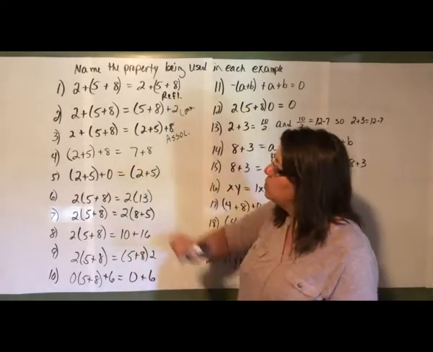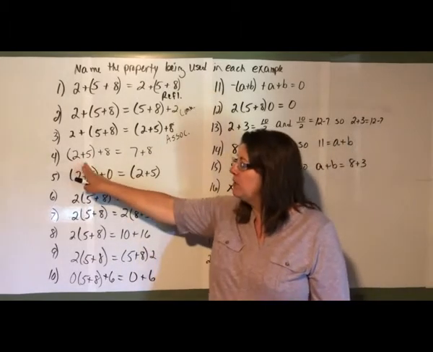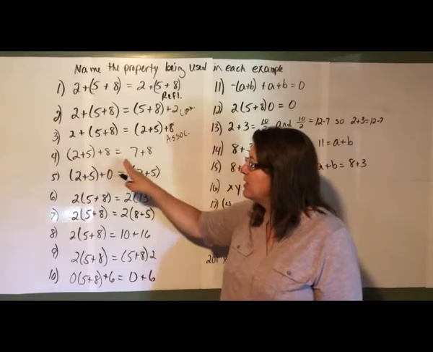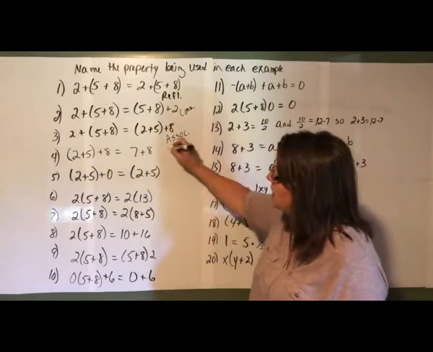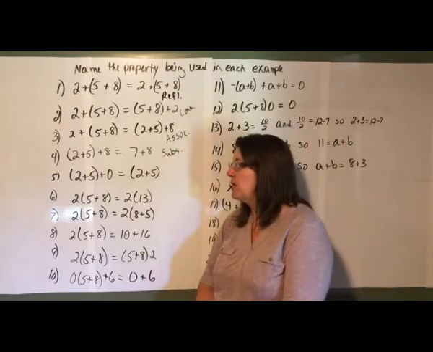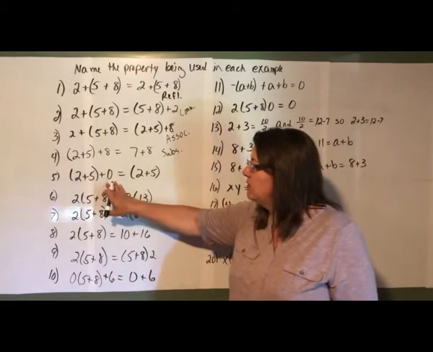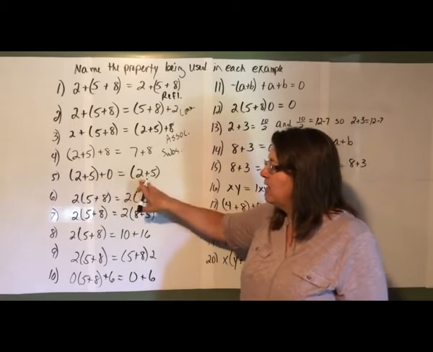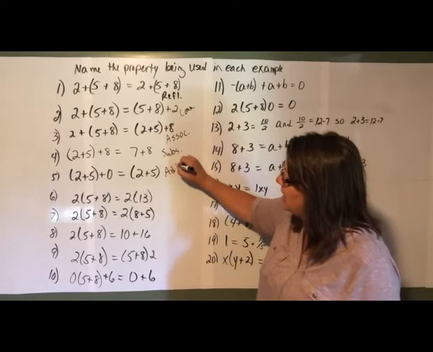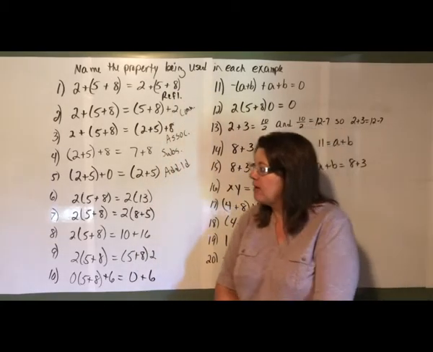With the next one, 2 plus 5 plus 8 equals 7 plus 8. We've got 2 plus 5. I've added that together to give me 7. So I've replaced something with its answer. That is substitution. In the next one, this one has changed a little bit. 2 plus 5 plus 0 equals 2 plus 5. We have added something to 0. That is the additive identity property. Anything plus 0 is itself.